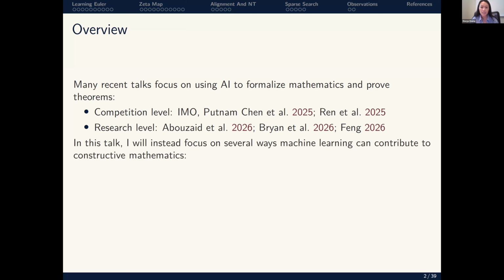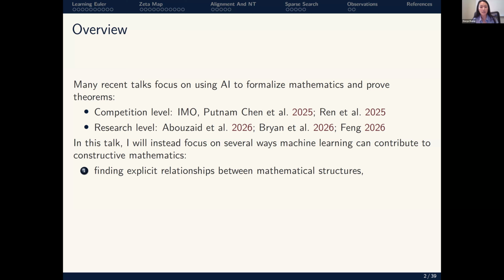But today, I will take a different perspective. I want to focus on several ways that machine learning can contribute to constructive mathematics, an area I also think is very important too. In particular, I want to give two case studies. The first one is finding explicit relationships between mathematical structures.